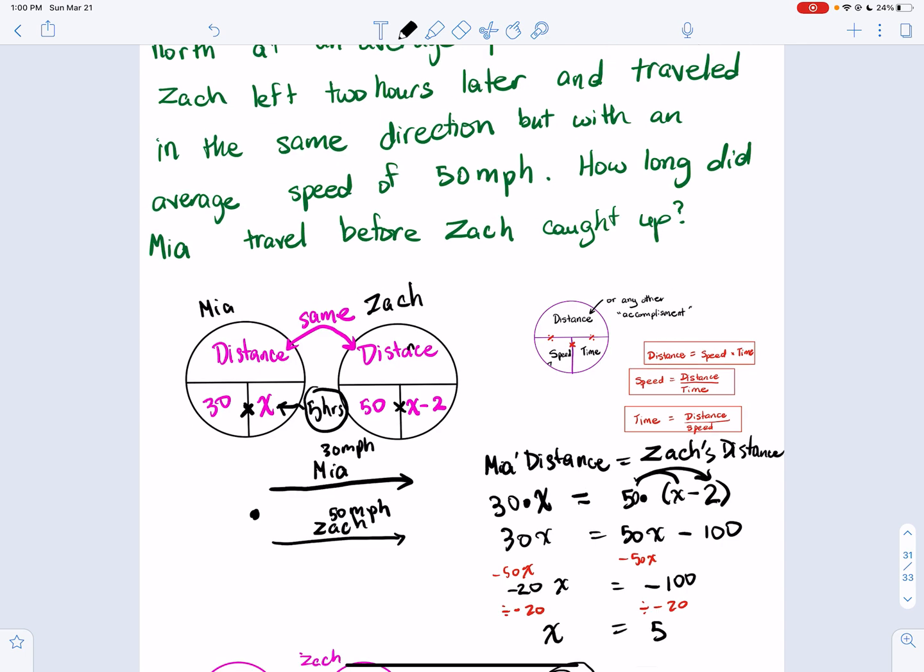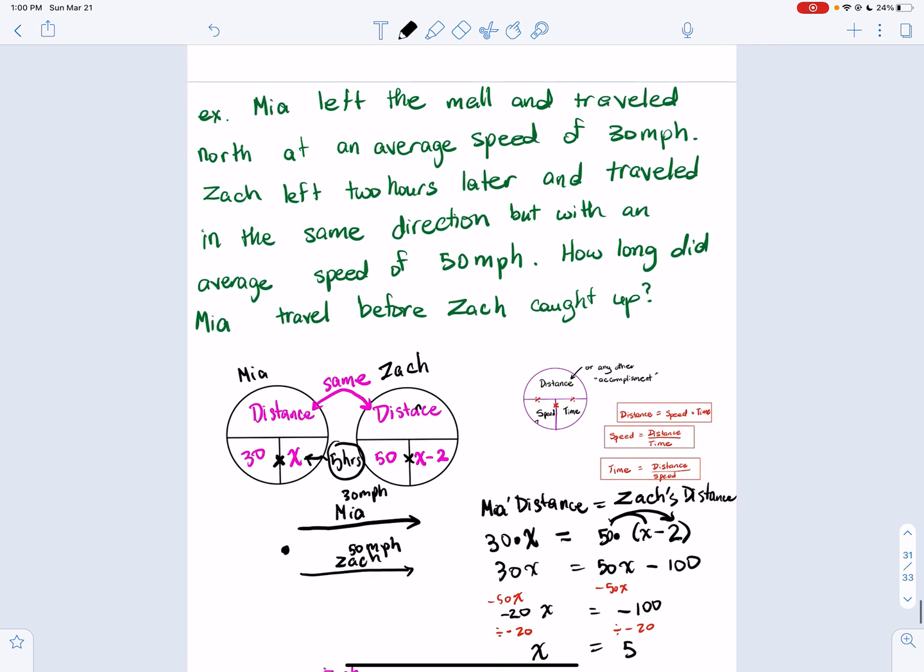All right, hopefully that made sense. These questions are complicated when you don't know how to do them, but when you do have this visual, I find it much easier. So hopefully that's helpful to you.